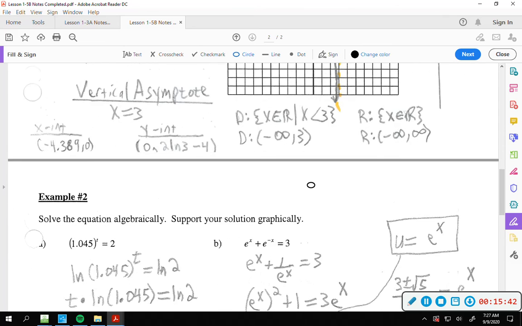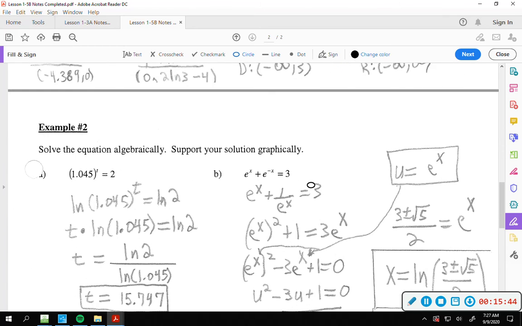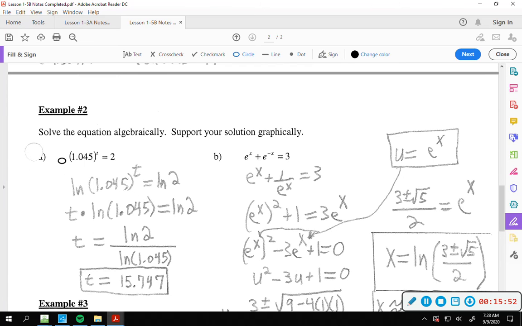Okay, solving some equations algebraically. We've already done this in section 1.3. That's why I did it right away. So this shouldn't be a new concept, at least not for A. If I want to solve this equation, the key is if I'm solving for a variable that's in the exponent, my first choice is to try to get the bases to be the same.